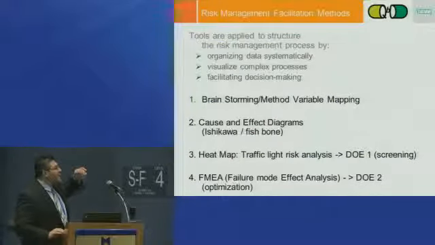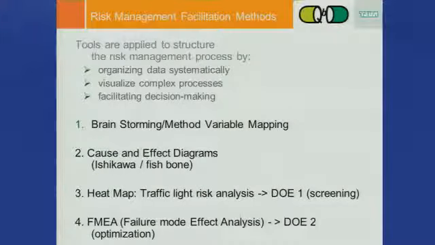So I briefly talked about a few steps, which were the brainstorming, method variable mapping, and the cause and effect diagrams or fishbone diagrams. I'll show you some examples of that. Then the heat map, basically it's like the traffic light risk analysis, red being high risk, green being low risk, and yellow somewhere in the middle.